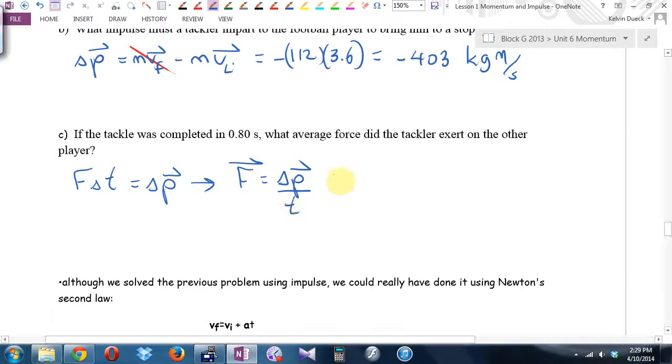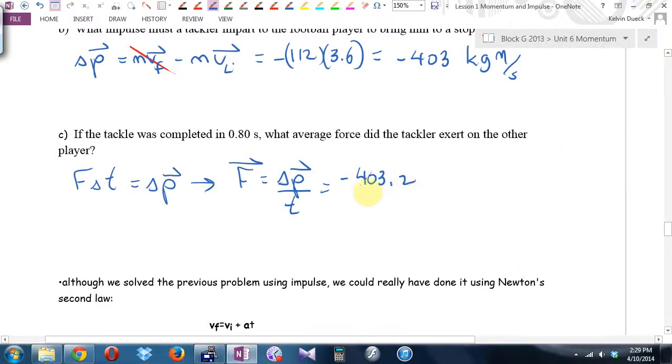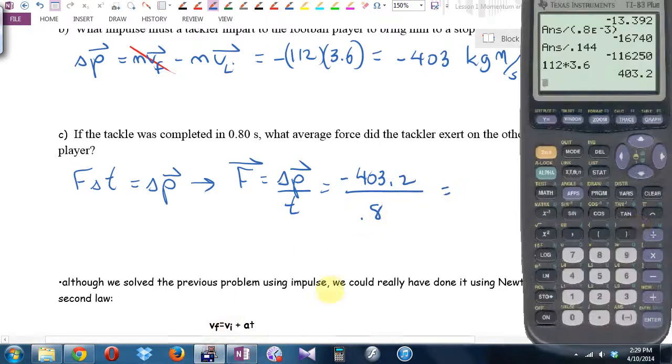What was it? Negative 403.2 divided by 0.8. And again, you guys have just figured this out playing sports, but what I'm telling you is this is why that's the case for those of you that are football players, okay?